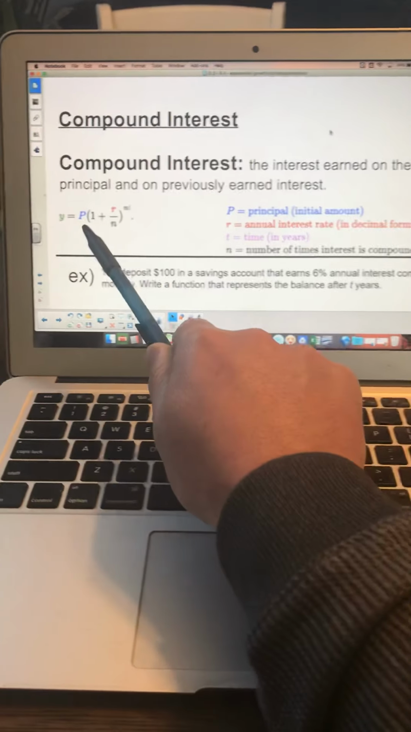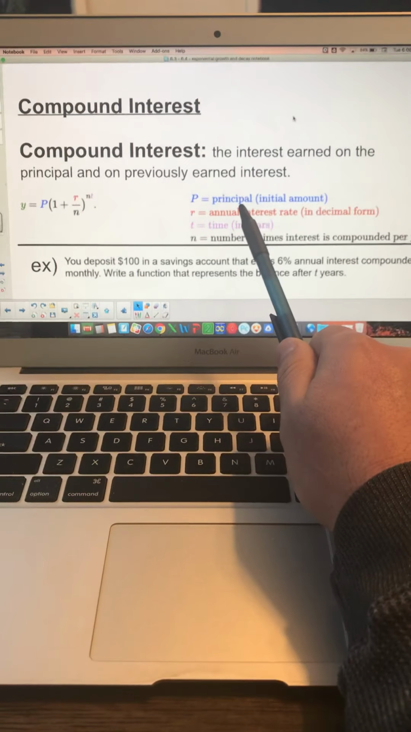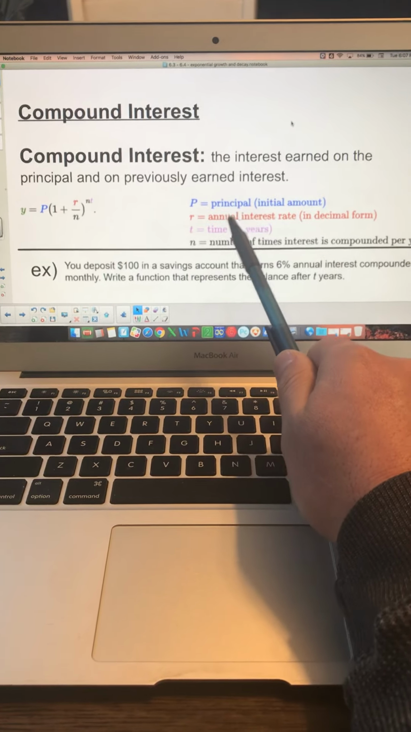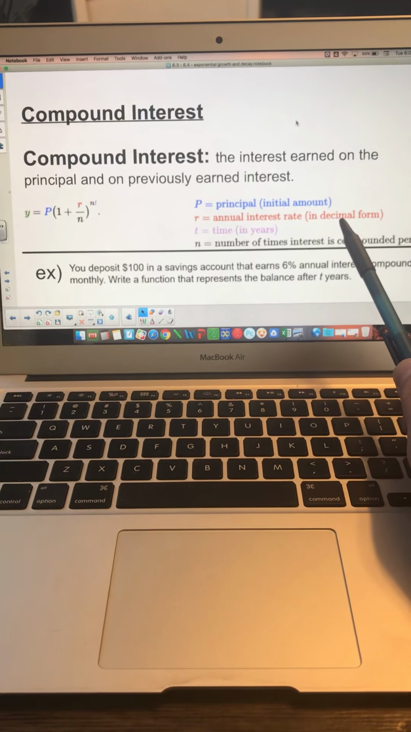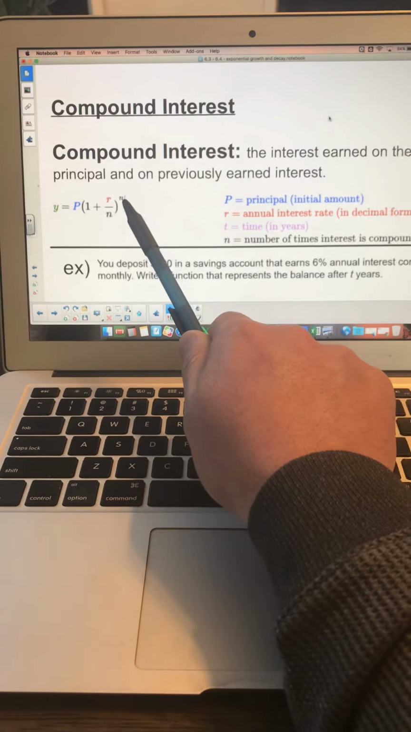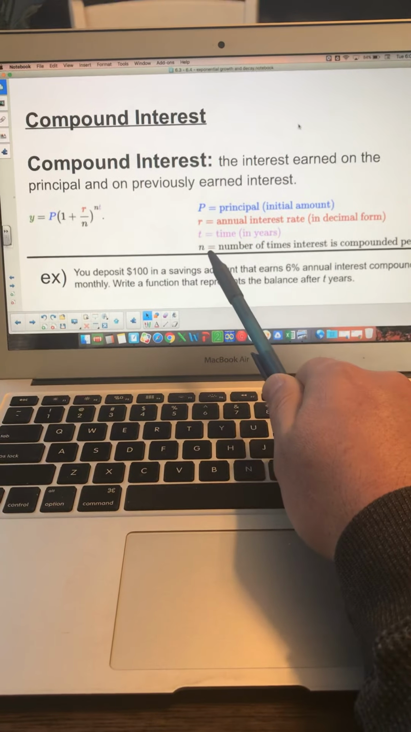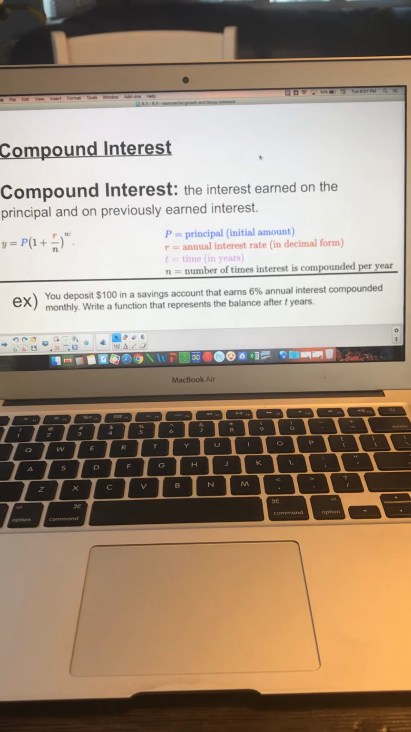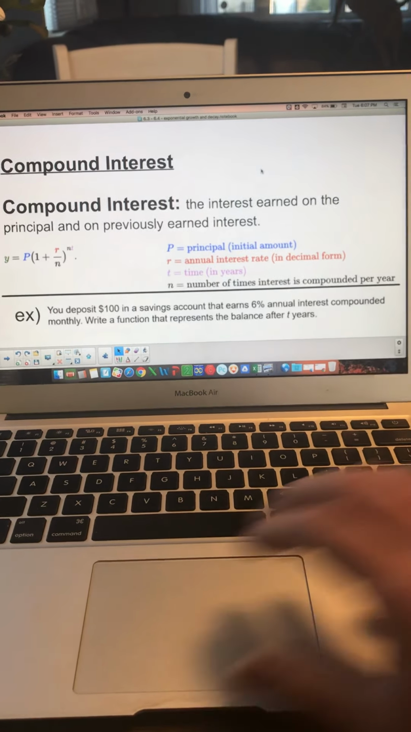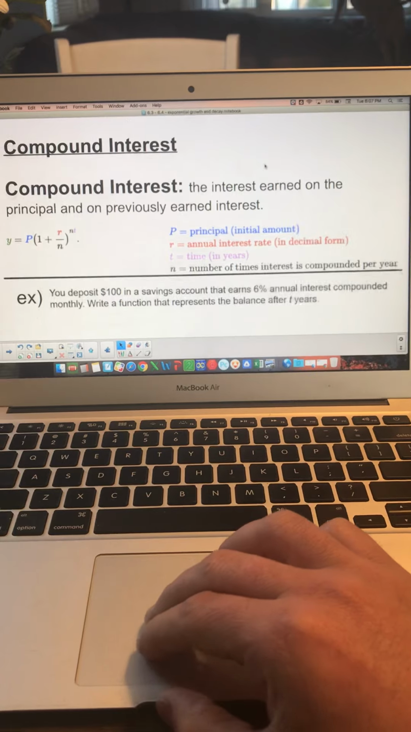P represents our initial amount or the y-intercept. R represents the interest, but it's got to be a decimal. T is the time in years. N is the number of times that it's compounded. All right? Number of times it's compounded. So here we go. Let's look at an example.